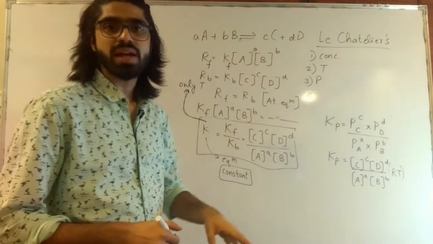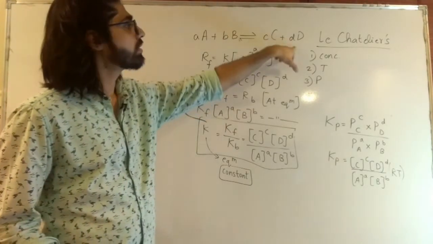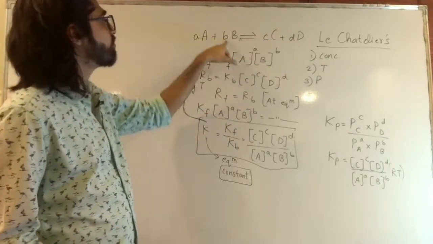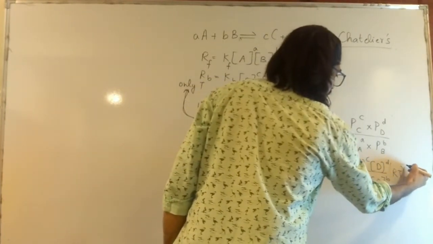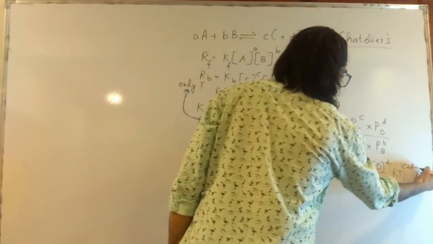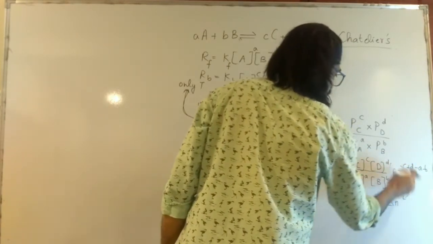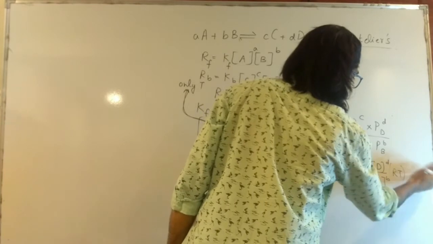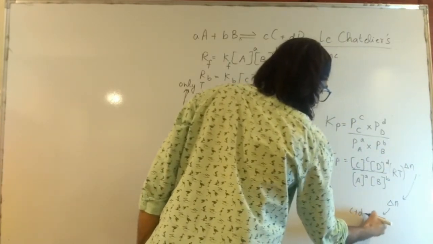So C plus D minus A minus B, I can say that is the number of moles of products minus the number of moles of reactants. So in the power of RT, we have C plus D minus A minus B. We call it delta n. So we simply say RT power delta n, and that delta n is C plus D minus A minus B.